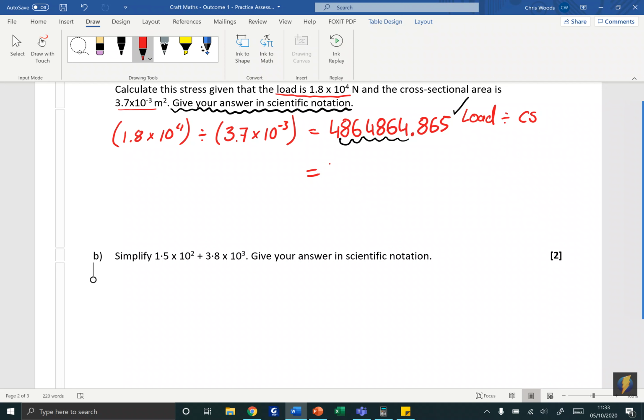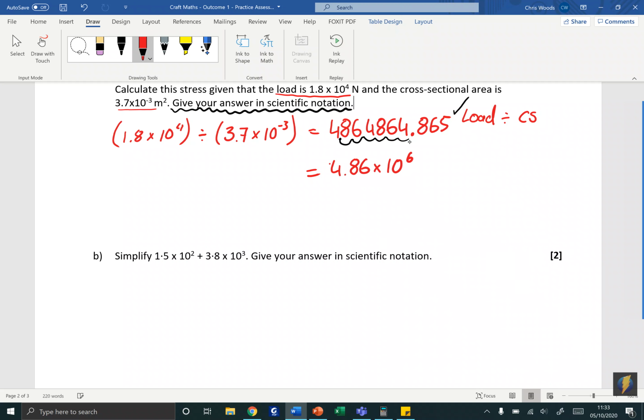Now, even me just saying that sounds a bit laborious. So I would round it as well. I would round it to 2 decimal places. So if we round this to 2 decimal places, it's going to stay as 4.86. So put it as 4.86 times 10 to the 6.